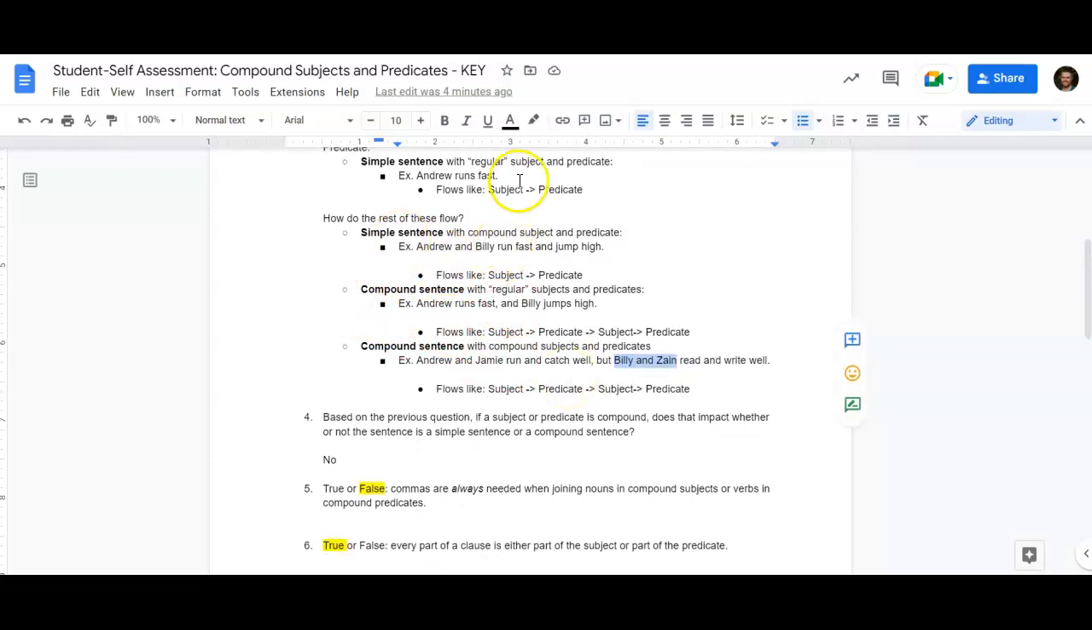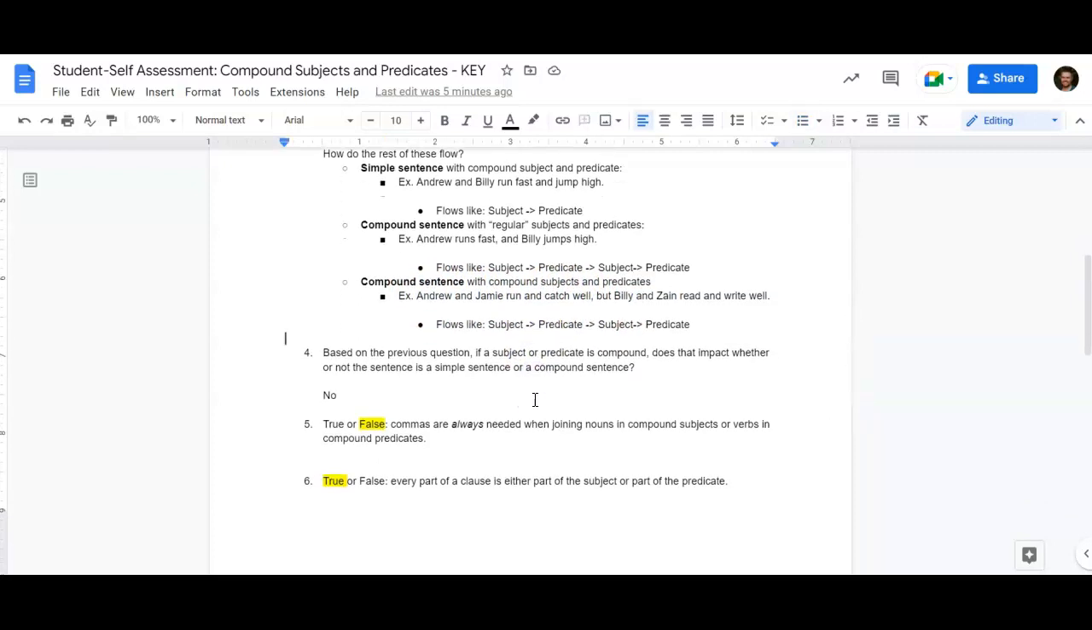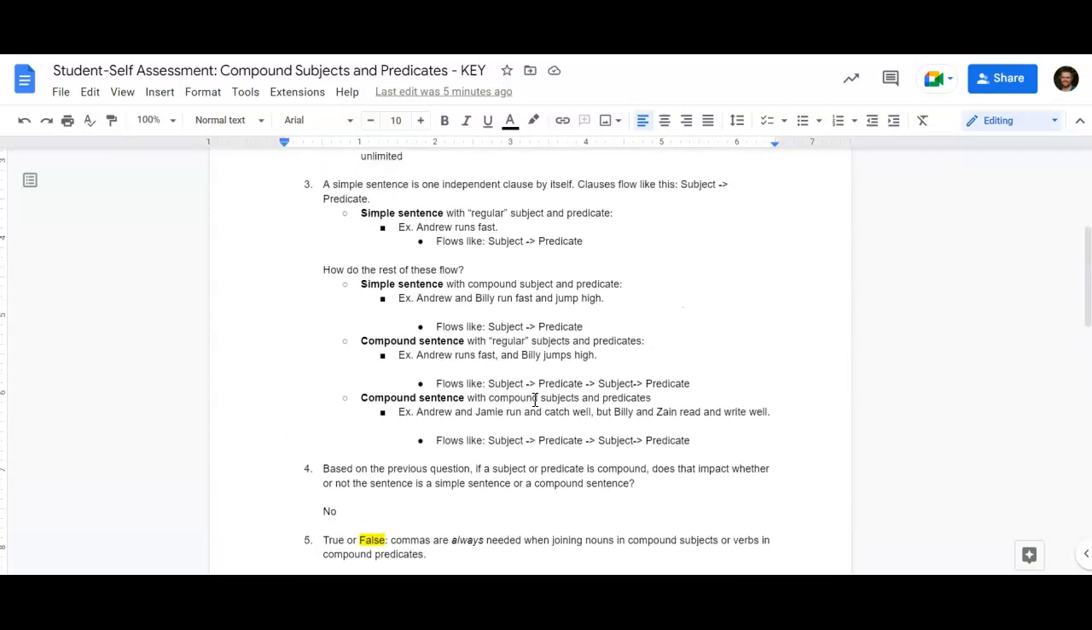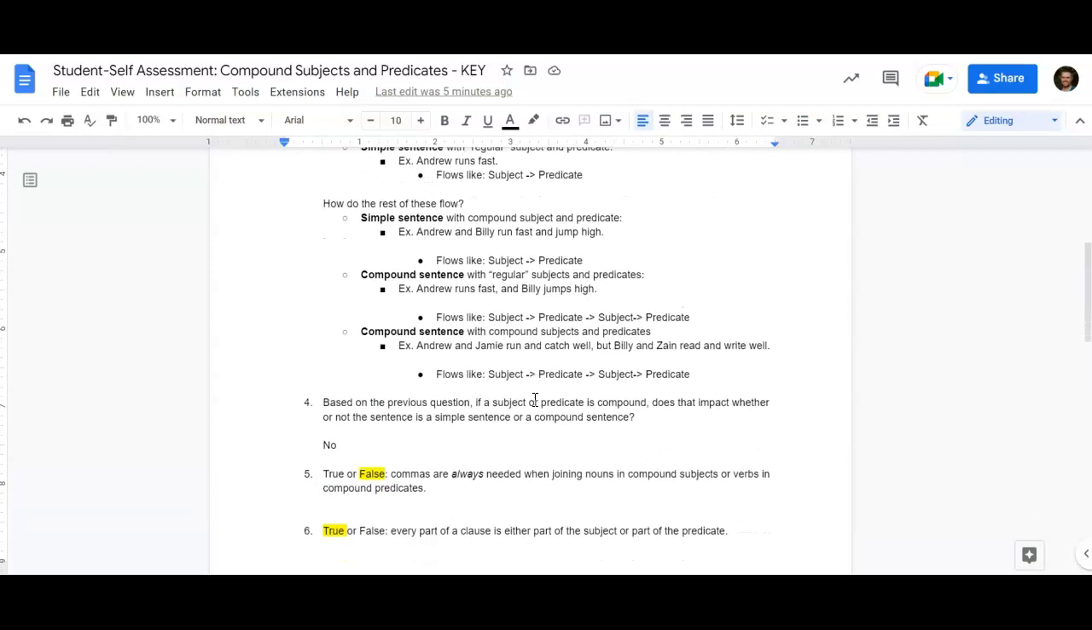Simple sentences are always subject, predicate, no matter what the compound subject and predicate situation is. And compound sentences are always subject, predicate, subject, predicate, regardless of how many nouns you have in the subjects or how many verbs you have in the predicates. Okay, that was the primary goof up that we had here. Check in with your group mates on the rest of these to make sure that you have them right.